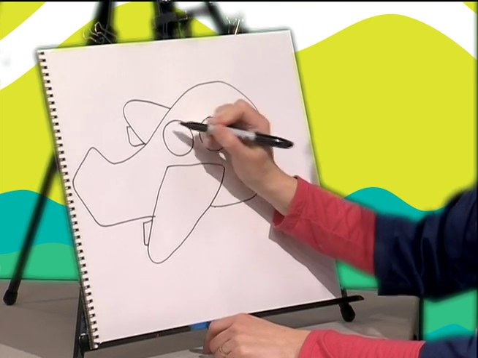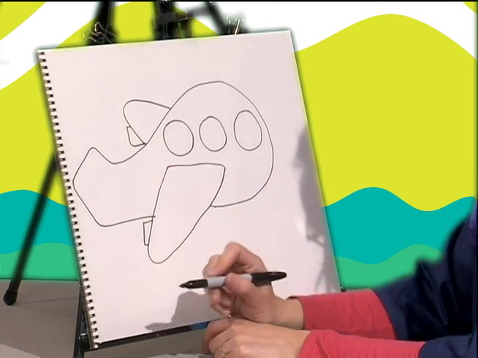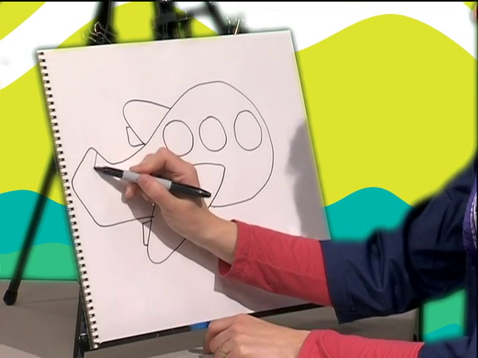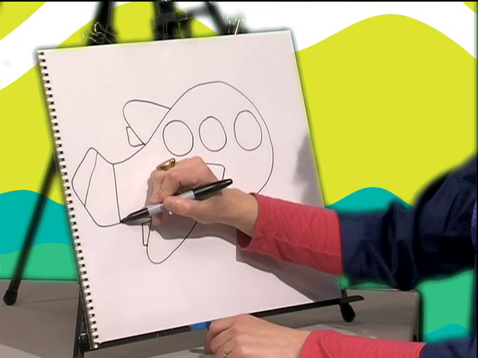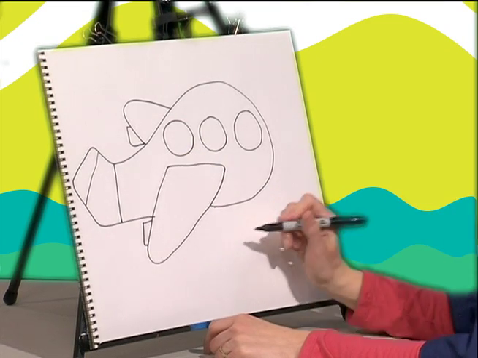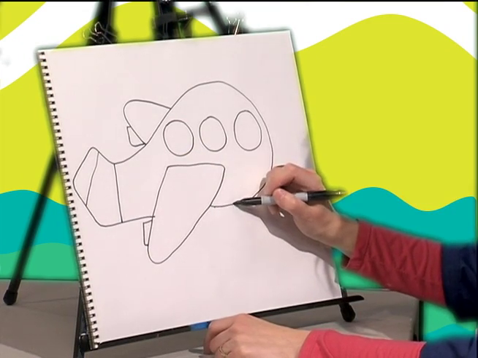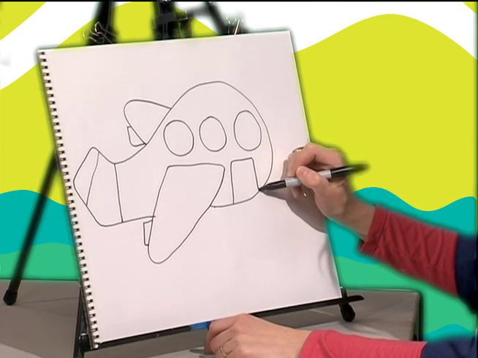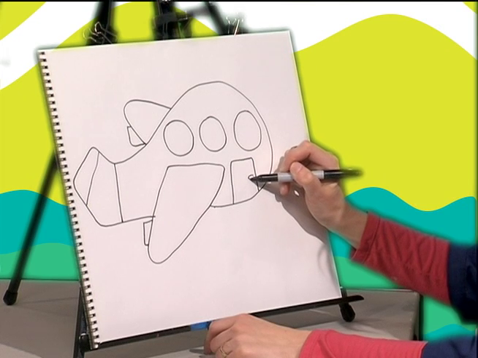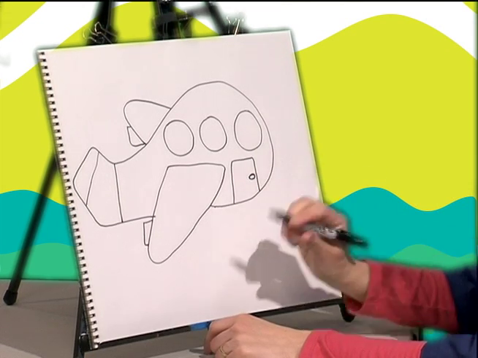Then I think I'm going to add a little detail to the wing back here. So a stripe goes on the back. Now let's add a door so that people can get in and out of our plane. Right there. And the handle so we can open the door up. Just a little oval shape like this will be good. And there we have a jet.